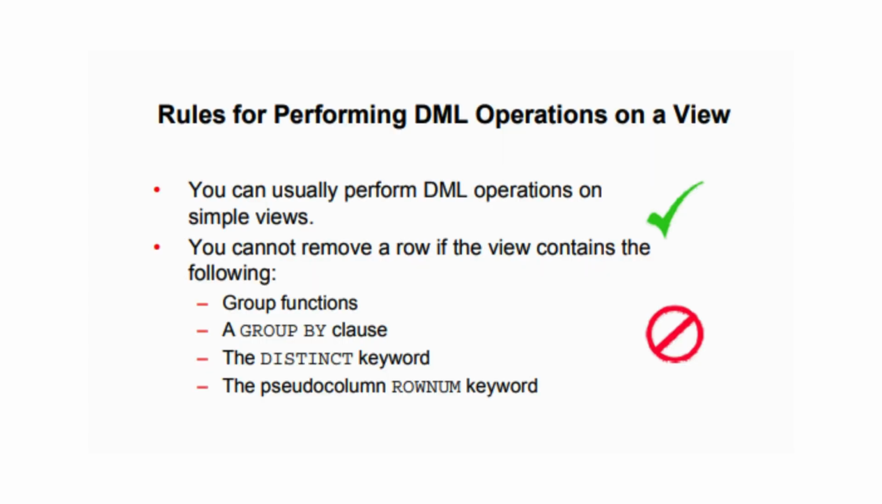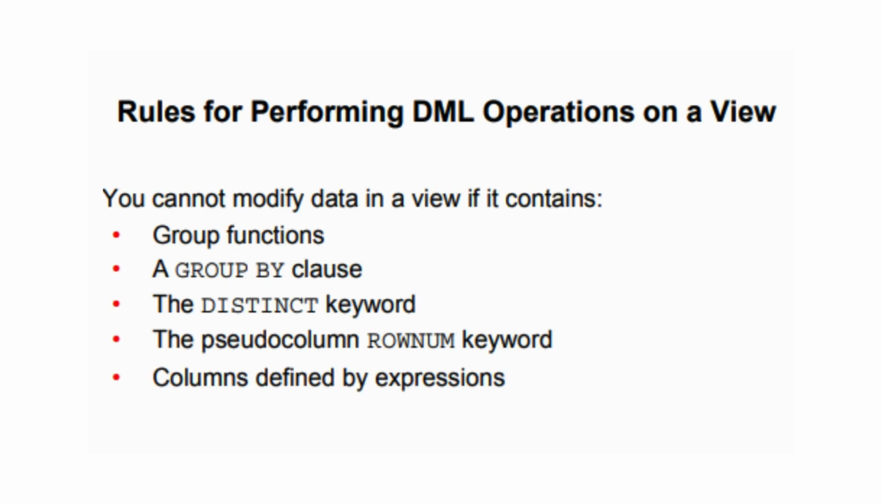You can perform DML operations on data through a view if those operations follow certain rules. You can remove a row from a view unless it contains any of the following: group functions, a group by clause, the distinct keyword, the pseudo-column ROWNUM keyword. You can modify data through a view unless it contains any of the conditions mentioned in the previous slide or columns defined by expressions, for example, salary * 12.